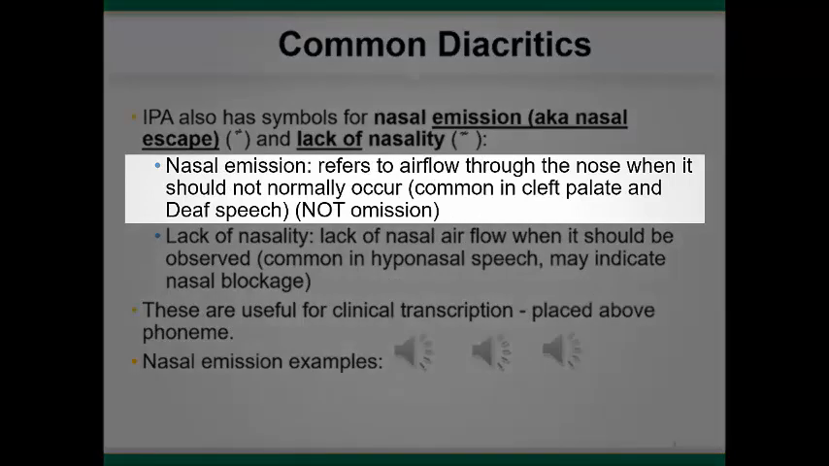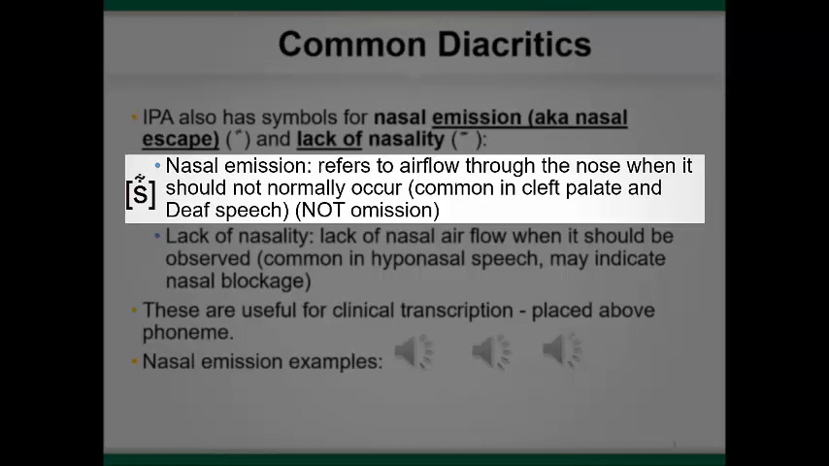As you heard in the speech sample in the previous slide, excessive or inappropriate nasal airflow causes issues for consonants as well as vowels. For nasal airflow on consonants, we use a different symbol than the one we use for vowels, however. To indicate that there is nasal airflow on a consonant where nasal airflow should not be present, we use the symbol for nasal emission or nasal escape. Note the spelling, it is emission, not omission.